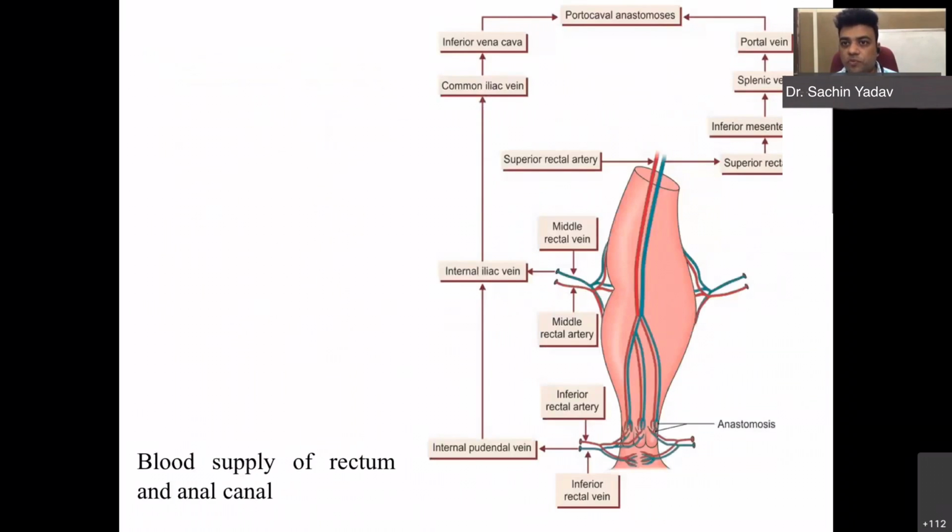So these are the blood supply. We can see how the portocaval anastomosis is taking place in this schematic diagram. You can see the superior rectal artery, which is anastomosing with the inferior rectal artery. The inferior rectal artery is derived from the internal iliac.